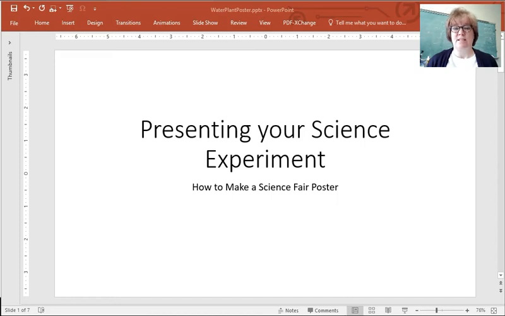For my science project, I need to think about a way to present it in a written format. So I want to figure out how to present it. And I'm going to make a science fair poster. I'm going to make it digitally because we're going to have a digital fair. You could always do this even if we had an in-person one. And it really begins with organizing my information.